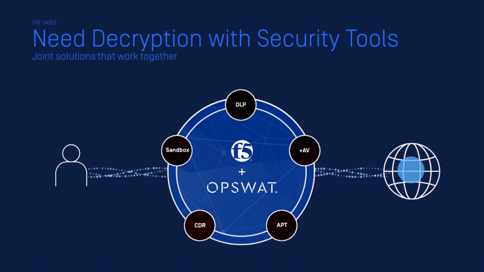So to be able to effectively use all your security tools while decrypting traffic, you need a solution that ultimately can do both, and that is the F5 and OPSWAT solution. So together, you're able to effectively use all your security products while having full visibility into your encrypted traffic.